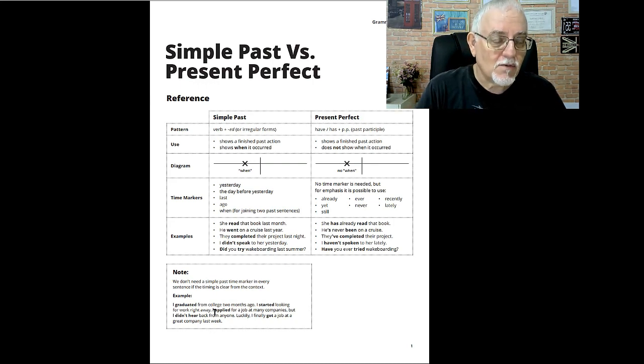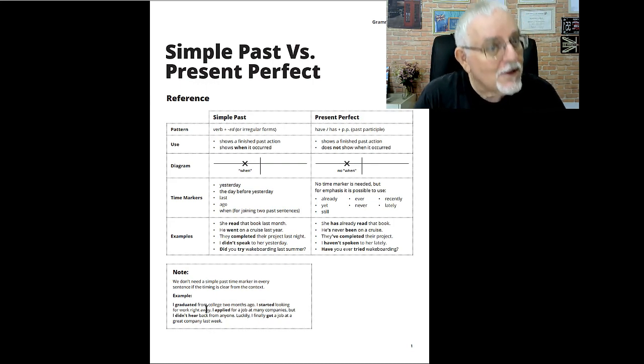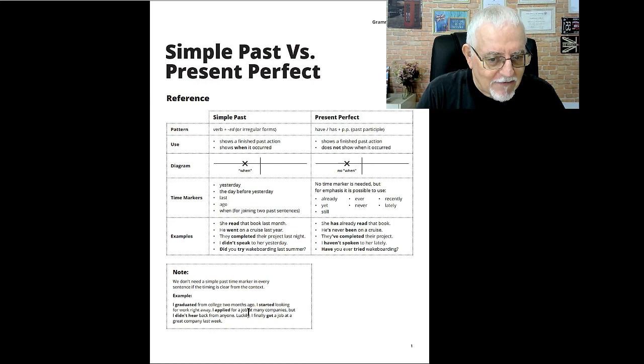I applied for a job at many companies. Now, when did you apply for a job? Well, when you started looking for work right away. When did that happen? Well, when you graduated 2 months ago. Again, I don't need the time marker. I applied for a job at many companies, but I didn't hear back from anyone. Luckily, I finally got a job at a great company last week.